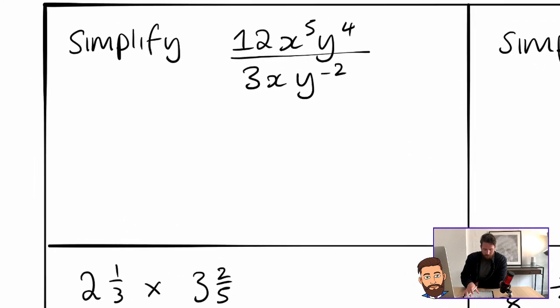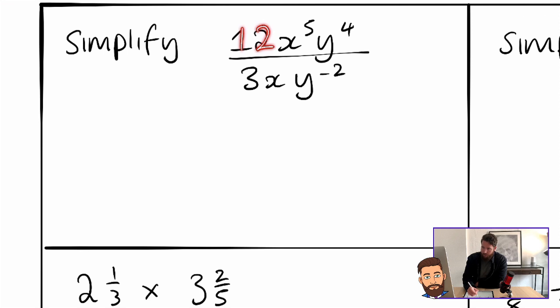And the first one says, simplify 12x to the power 5 y to the power 4 over 3x y to the minus 2. So we looked at this in depth when we looked at indices. The first thing we need to do is break these down into the whole numbers, the x's and the y's. Okay, and we're going to use basic maths understanding and our indices laws to do this. The first thing you should have done is 12 divided by 3 is simply 4.